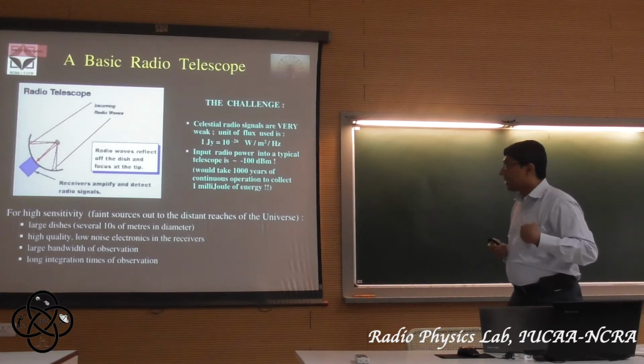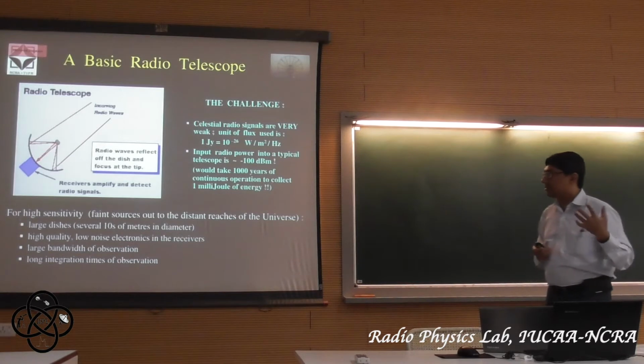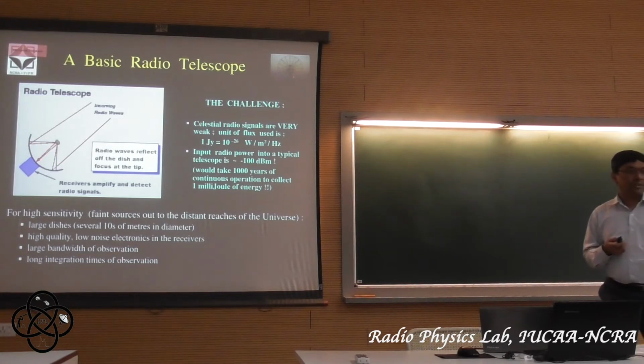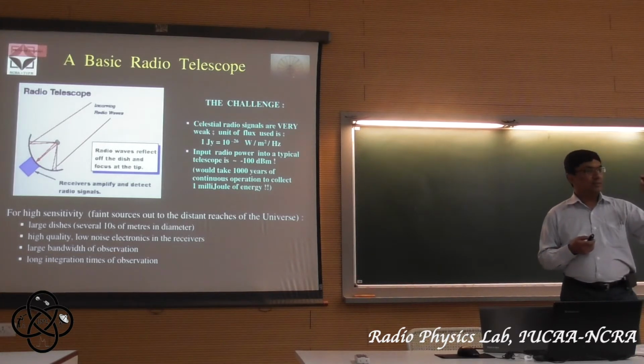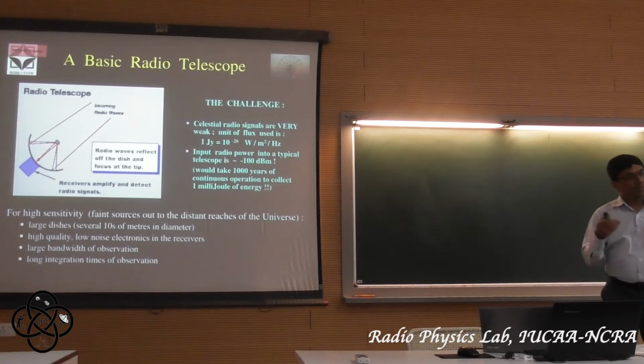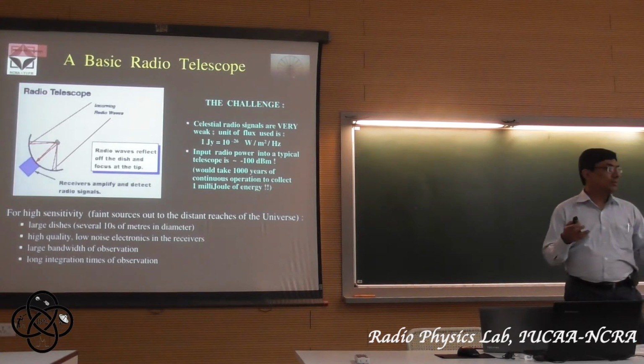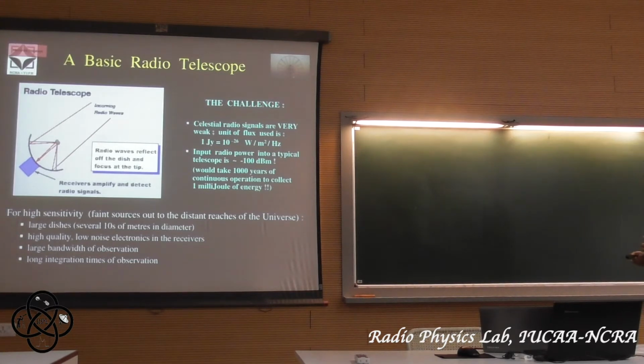You can try to be clever and try to reduce it as much as possible. The more you reduce it, as you can see, the fainter signals you can pick up with the same antenna. Okay? So basically what happens is that you have to build a very large antenna so that you can collect enough signal, and you have to build as good quality electronics as possible to minimize the noise and the unwanted signal that comes.